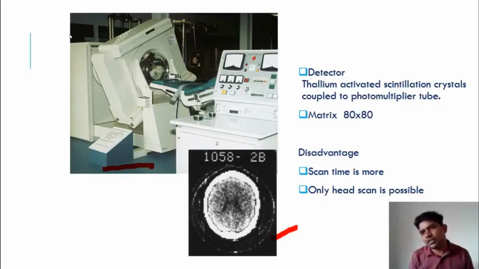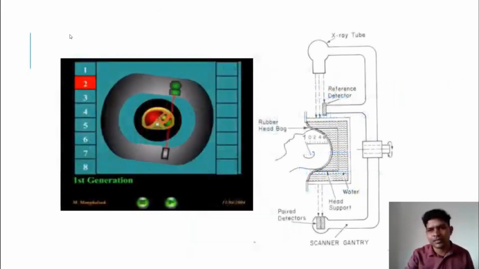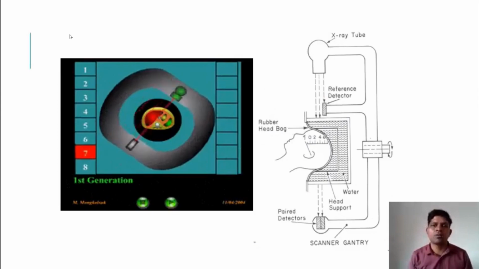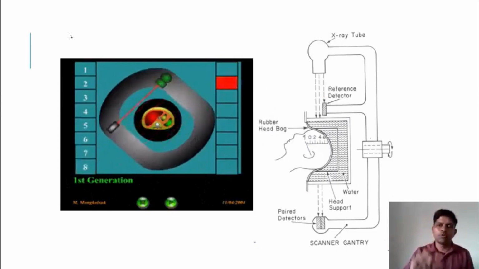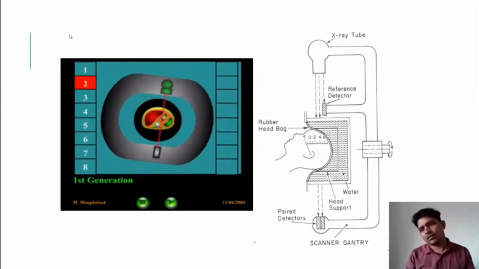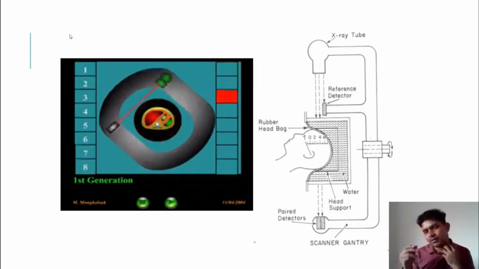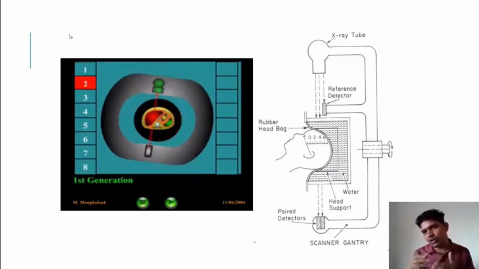So what are the disadvantages? I already told you, scan time is more, and it was only a head scan. You can see this animated image of how the image was created, how the tube and the detector were moving. I already told you that a pencil beam was used, with a very pointed collimator, and it will penetrate to the detector.